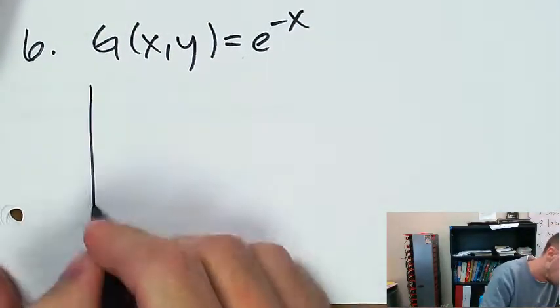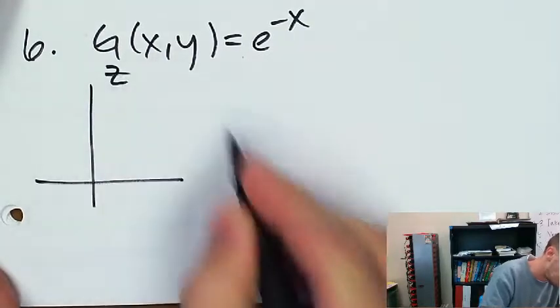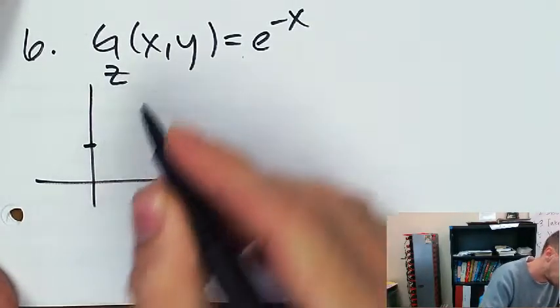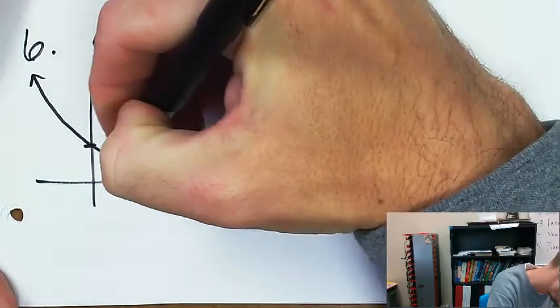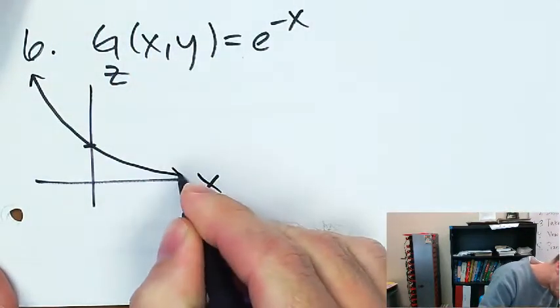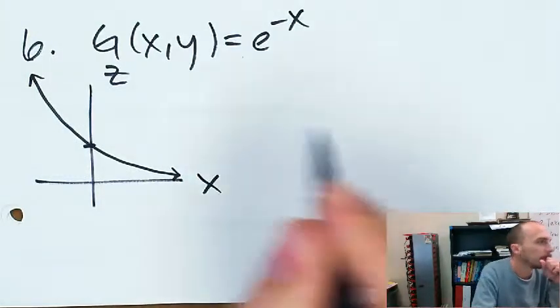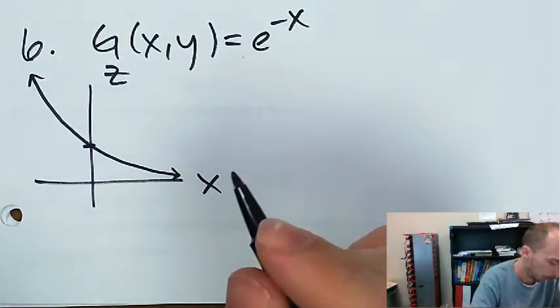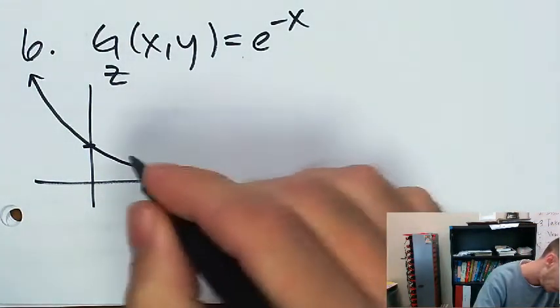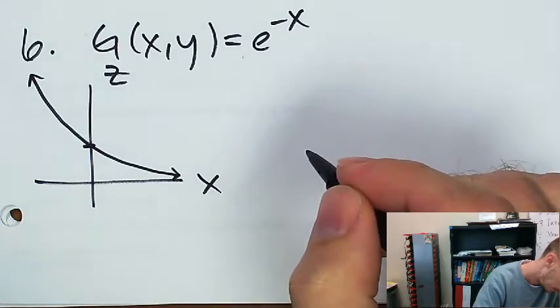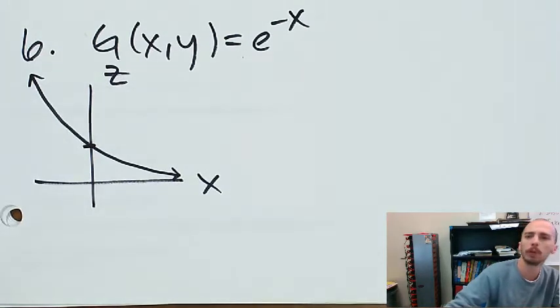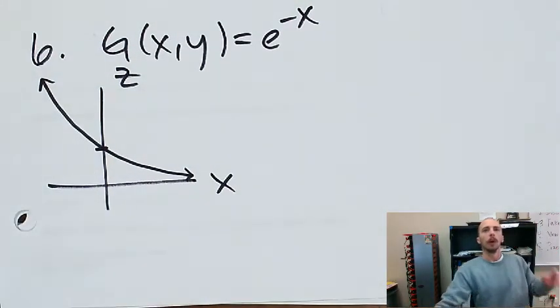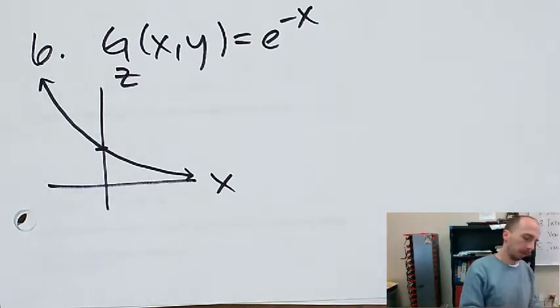Okay, so if I drew z versus x, we know what y equals e to the negative x looks like. It goes through 1. It's got growth over here, decay over there. And as x goes towards positive infinity, this thing is going to go towards 0. And I'm going to make a rough draft first before I sketch this for you. Okay, I can draw this.